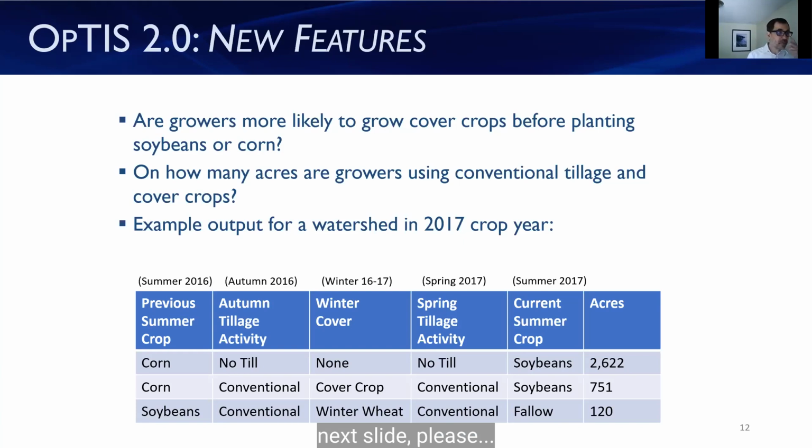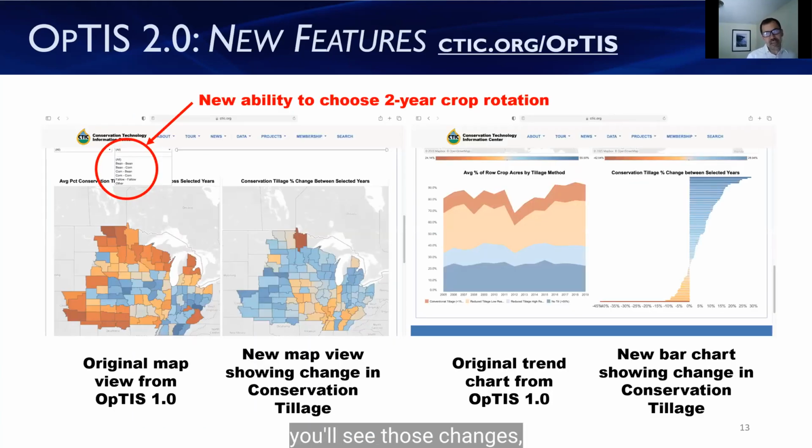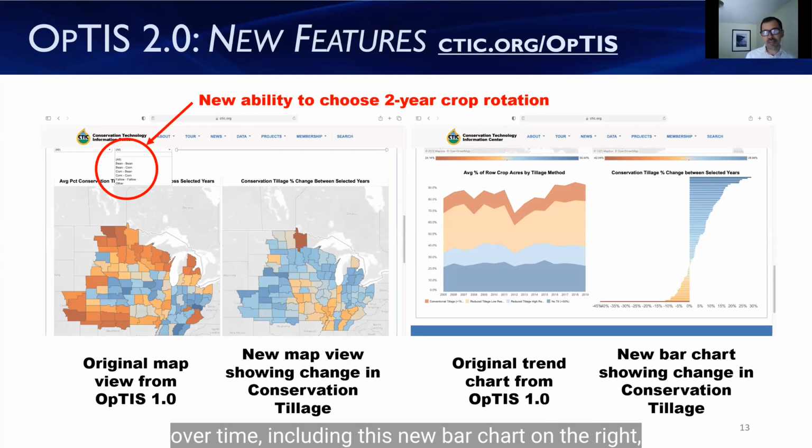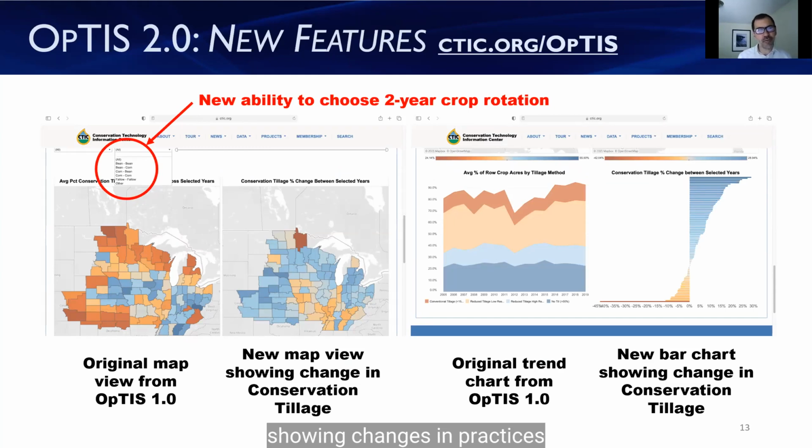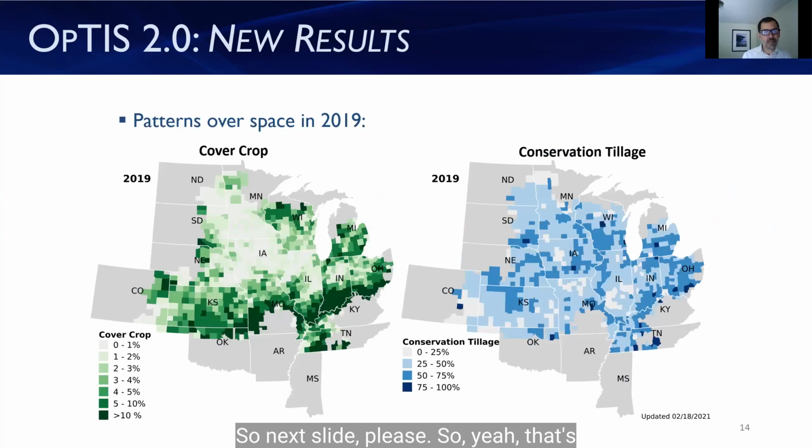And then when you head over, next slide, please. When you head over to the CTIC website, you'll see those changes, including the ones highlighted here. There's the new ability to choose from a 2-year cropping rotation. You can see that at the banner part of the website. And there are new ways to view changes over time, including this new bar chart on the right showing changes in practice use over time by region. We're excited about the new changes and hope you're going to find them useful. The tool is available now. We're making some final adjustments and we're creating a video that will be available soon to guide you through the use of those features. So next slide, please. So that's the summary of what is new.